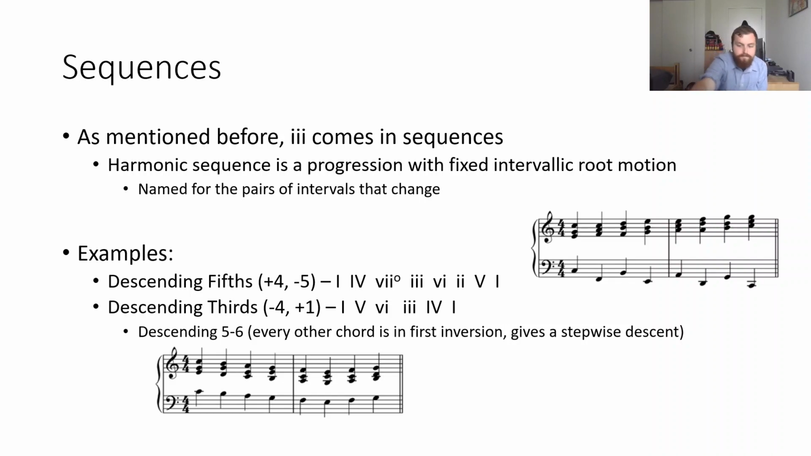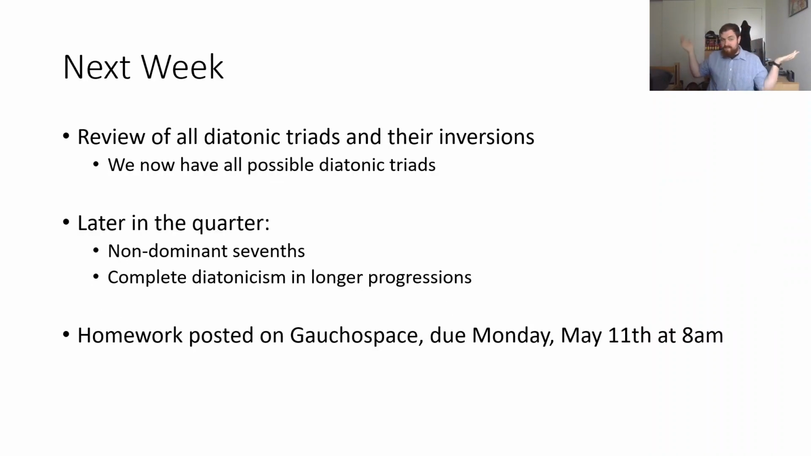Okay? So that's it for today. In fact, that's it for this week. So next week, we're coming back to melody, and we're going to continue on with harmony. Harmonically, we're going to review all diatonic triads and all of their inversions, because we now have all possible diatonic triads. 1, 2, 3, 4, 5, 6, and 7 are all fair game. So next week, we're going to focus on triads.